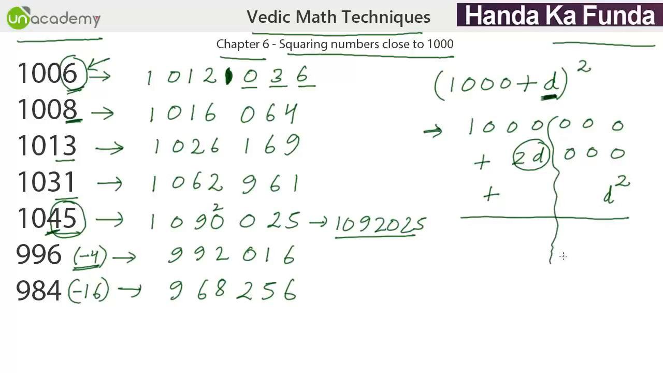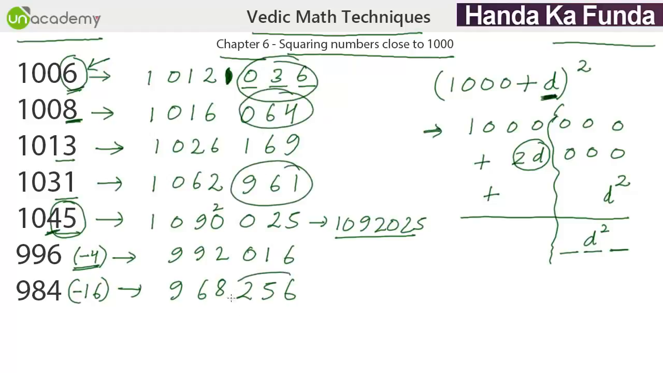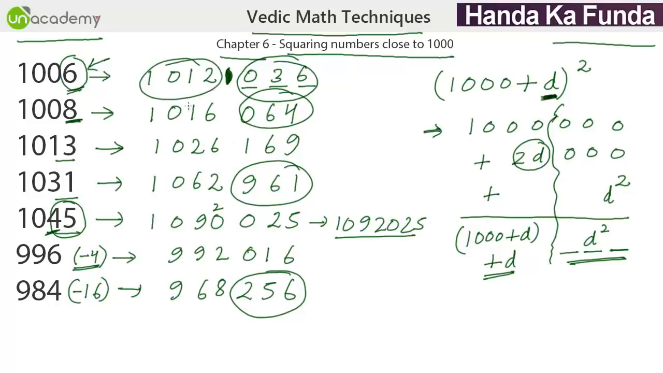So if I just use this as a divider line, what will be the last part? The last part will be d square, split in 3 digits. That is how we got 036, 064, 961 for 31, 256 for 16. So that is this particular part, the last 3 digits. And what's the first part? That is 1000 plus 2d, which if you realize is nothing else but the original number, which was 1000 plus d, and the distance. That is what we did here. 1012 was the original number plus the distance. 1016 was the original number 1008 plus the distance. And that's how we got the first part.